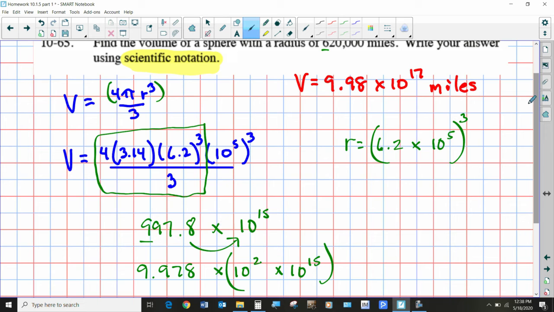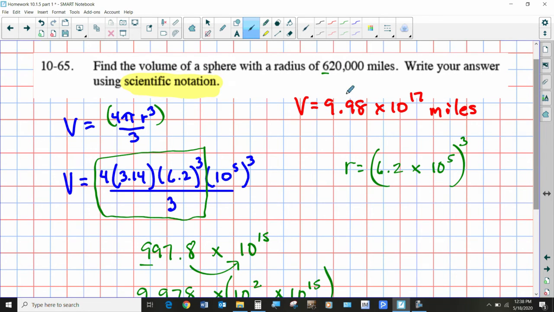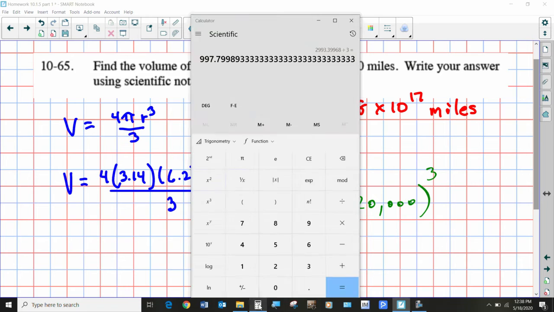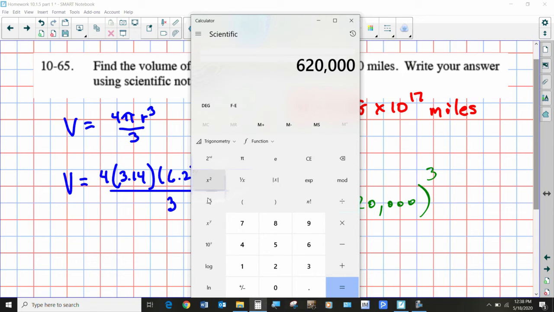So these are the types of problems where using scientific notation actually kind of makes this a little bit easier rather than keeping track of all those zeros. Because honestly, what is 620,000 raised to the third power? See if the calculator will even show that. 620,000 raised to the third power. Well, maybe that'll fit in there.